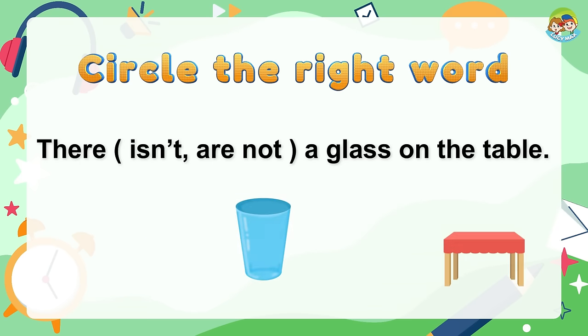There isn't, not, a glass on the table. A glass is singular. You choose isn't. There isn't a glass on the table.